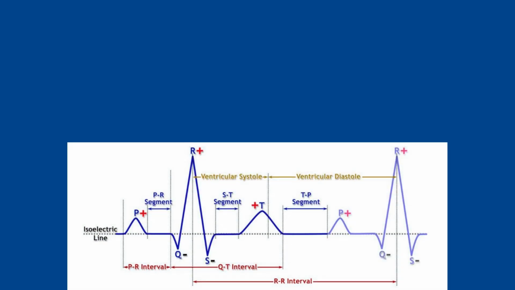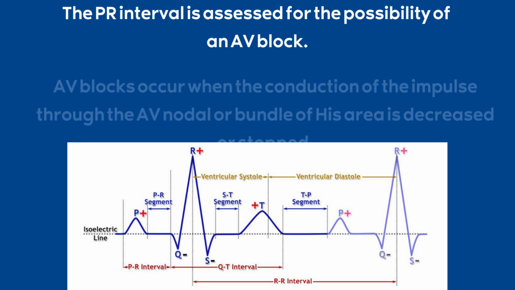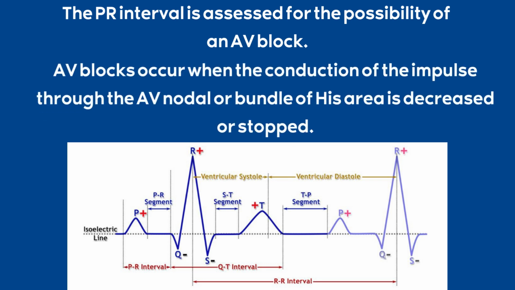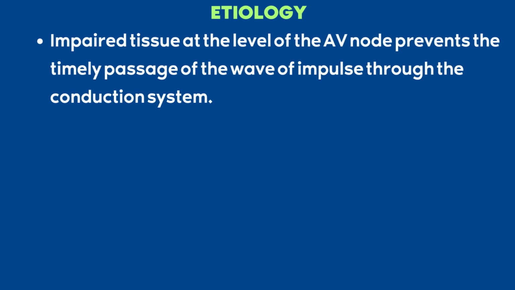When assessing the rhythm strip, the underlying rhythm is first identified, for example, sinus rhythm or sinus arrhythmia. Then the PR interval is assessed for the possibility of an AV block. AV blocks occur when the conduction of the impulse through the AV nodal or bundle of His area is decreased or stopped. Causes of heart block include impaired tissue at the level of the AV node, which prevents the timely passage of the wave of impulse through the conduction system.